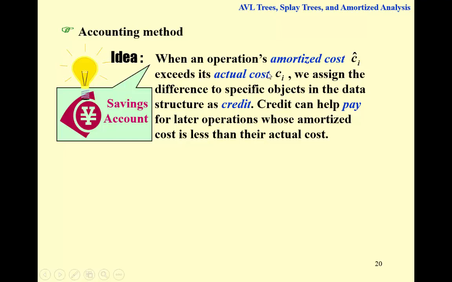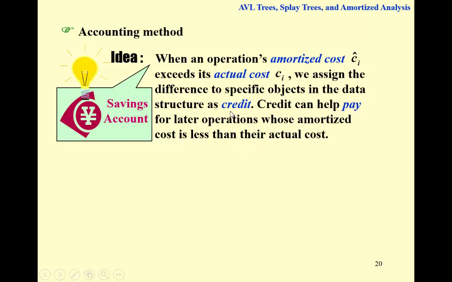When the actual cost is smaller than the amortized cost, it means that we're in good luck. We have some extra time saved compared to the amortized cost. And therefore, in that case, we would save our good luck as a kind of credit in the savings account. And later on, if the amortized cost is less than the actual cost, meaning the actual cost is larger than the amortized cost, it takes more time. That corresponds to the bad luck. If we're in bad luck, we can withdraw some money from the savings account. We can take some credit to pay for the bad cases.